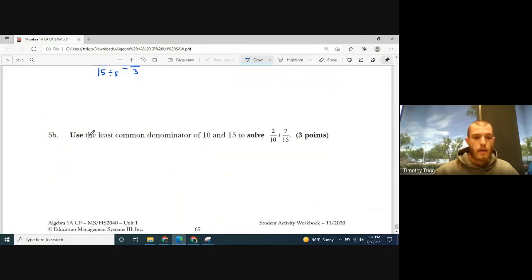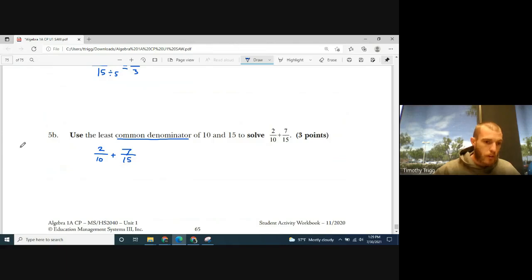Okay. Use the least common denominator of 10 and 15 to solve 2 over 10 plus 7 out of 15. So 2 over 10 plus 7 out of 15. So hopefully you remember how to add fractions, but basically when you add fractions, you need a common denominator. Okay, you need a common denominator. Now in our case, the common denominator between tenths and 15ths, we're looking for a number that 10 goes into and also 15 goes into.